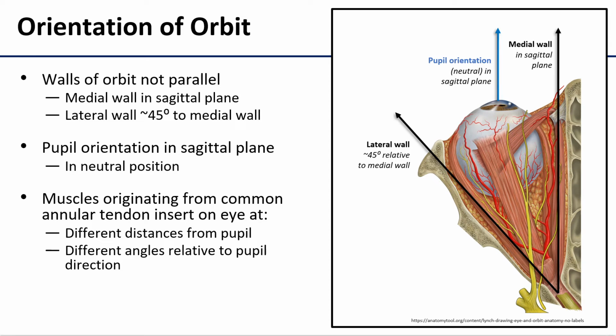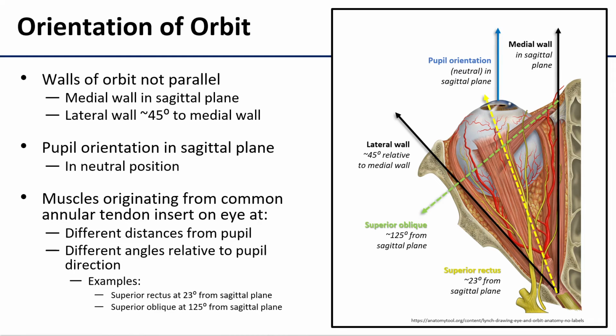The second thing that happens here is that the muscles attach at different angles relative to that pupil direction. So take a look here at superior rectus, and put a line on there, and we see that it's about 23 degrees from the sagittal plane. The superior oblique muscle is at an even more extreme angle.